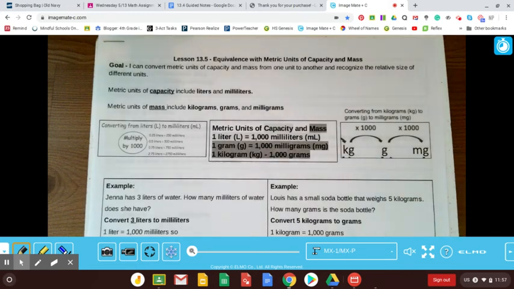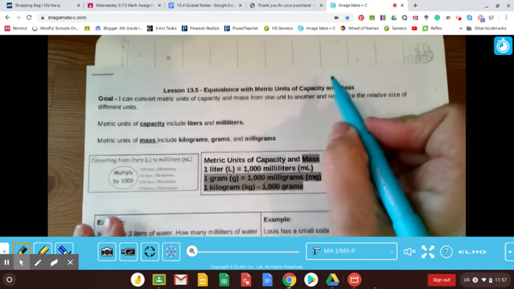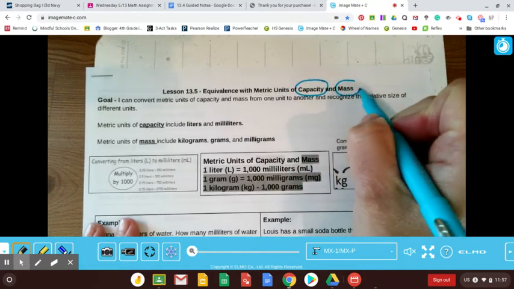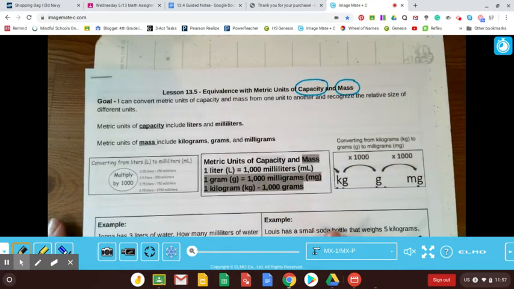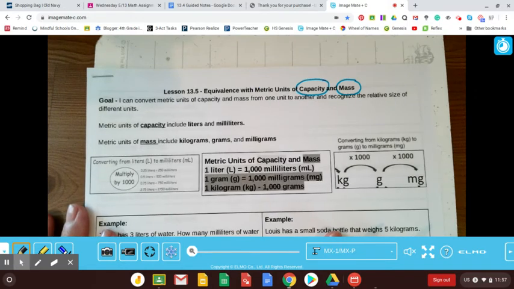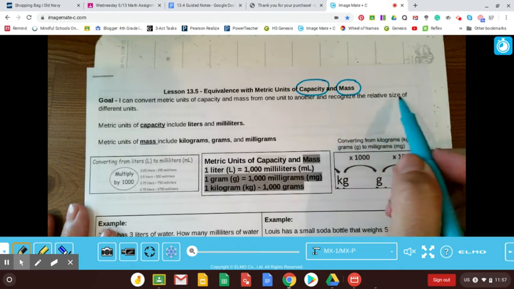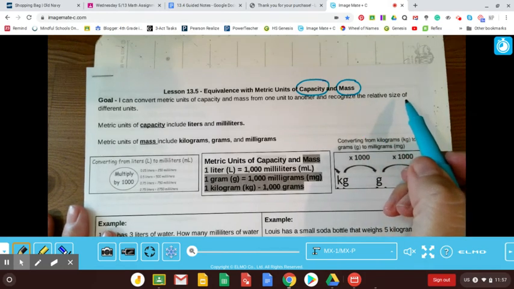Hi everyone. Today we're going to be doing lesson 13.5, which is metric units of capacity and mass. So this is like a two-in-one, capacity and mass. Our goal is to convert metric units of capacity and mass from one unit to another and to recognize the relative size of different units.